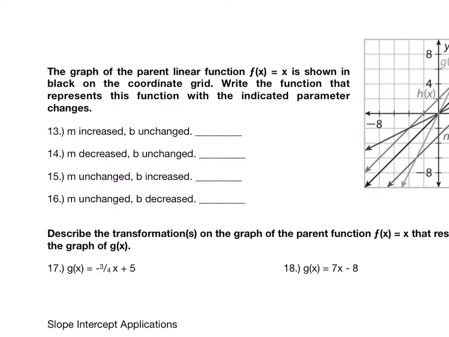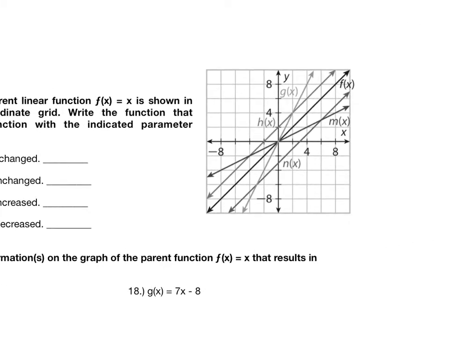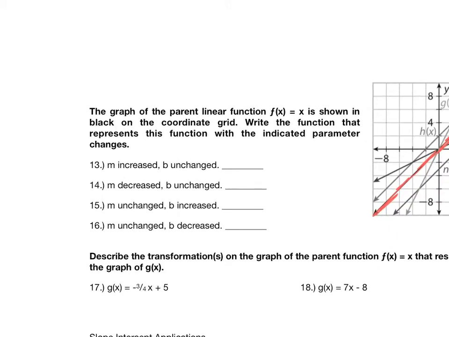So our parent linear function is f of x equals x, which is this middle function here. I'm going to go ahead and shade it in red here. Okay, and we're looking for functions that represent the indicated parameter changes. So 13, we're saying that the slope is increasing, but the y-intercept is unchanged.